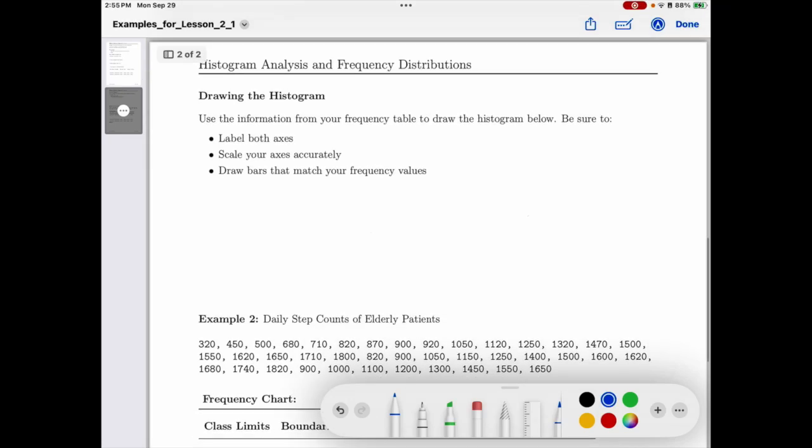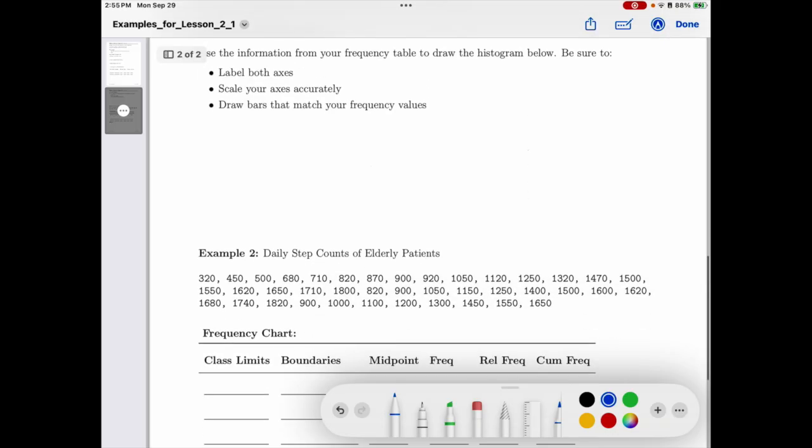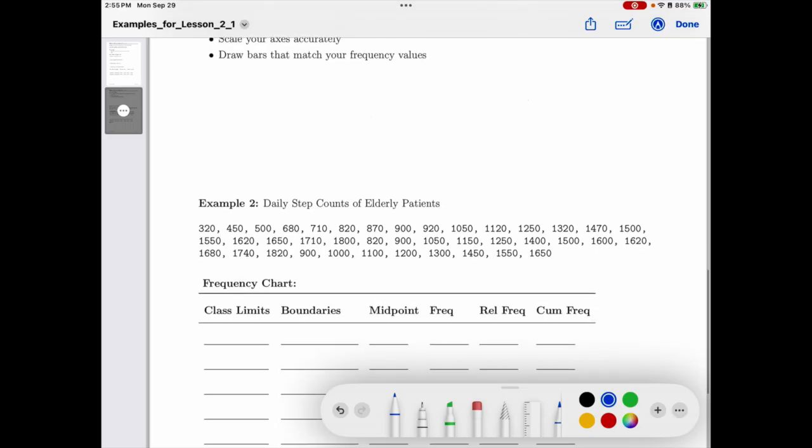Looking at our second example, we're going to make a frequency chart and draw the histogram. In this data set, we have the daily step counts for elderly patients. To make a frequency chart, the first thing you always want to do is find your class width. The class width is when you find the range of the data set, and the range is the maximum minus the minimum value, and then you divide by the number of classes.